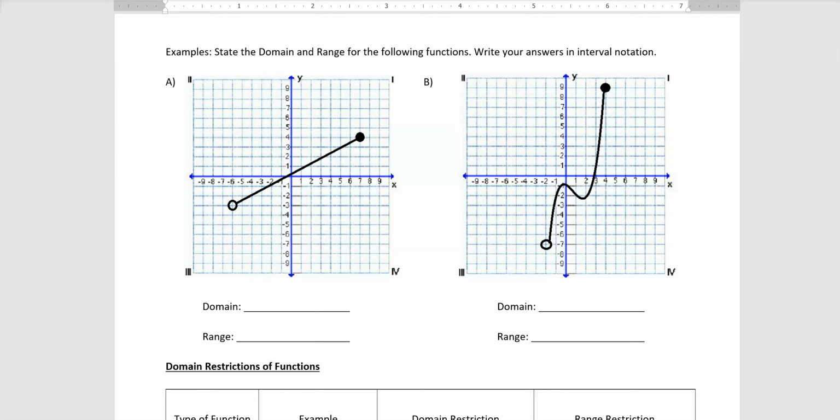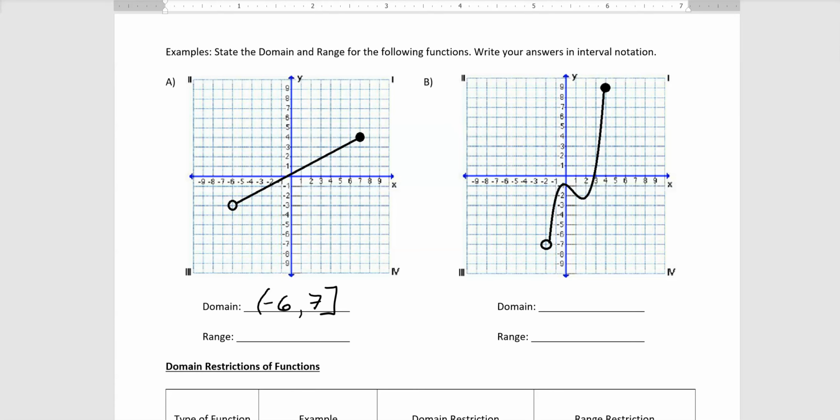So looking at letter A here, my domain is going to be, well, it goes all the way to the left and negative 6. So negative 6 is the least it can be. Notice the open circle, that corresponds to a soft bracket. The furthest to the right it goes is 7. Notice the closed circle, that corresponds to a hard bracket. So my domain is soft bracket negative 6, comma 7, hard bracket.